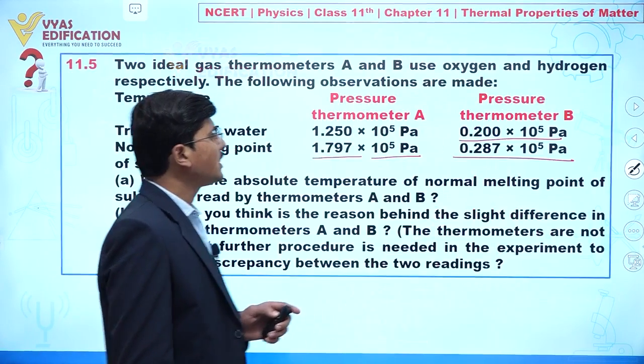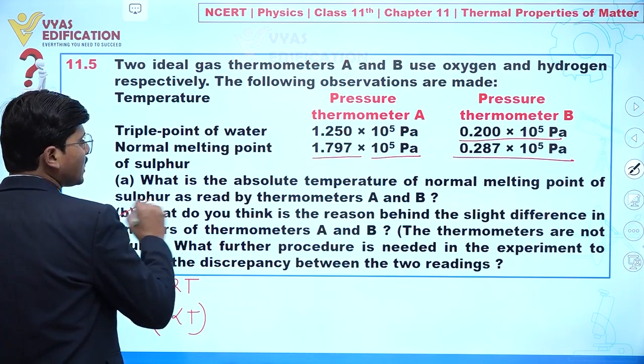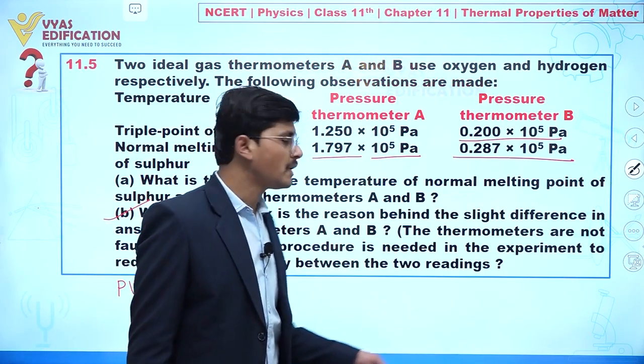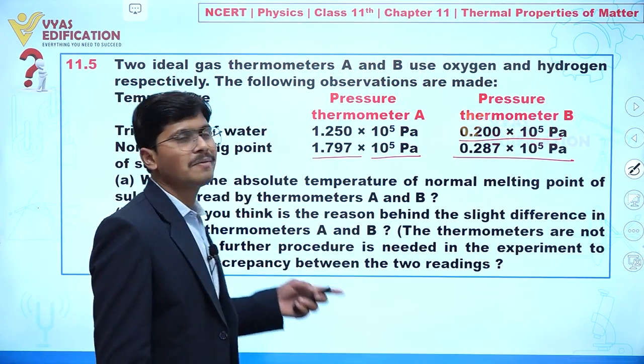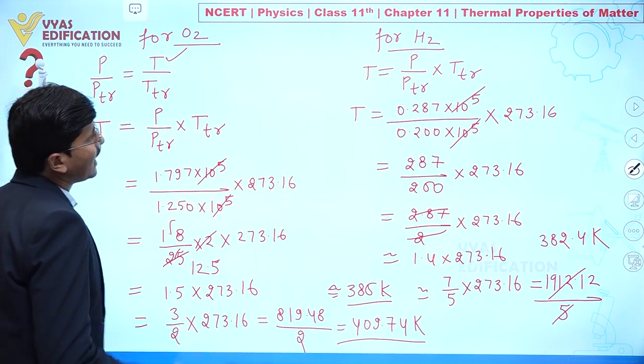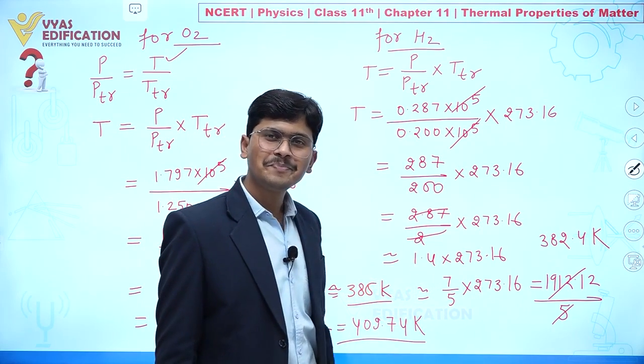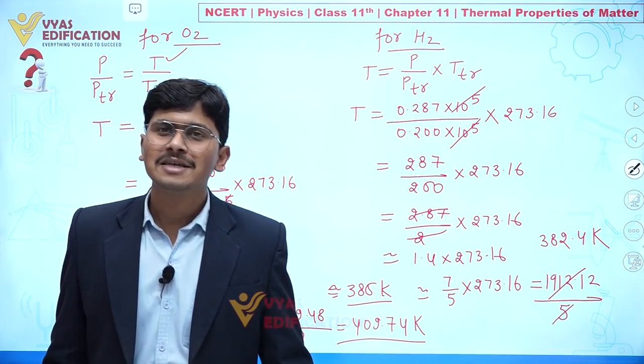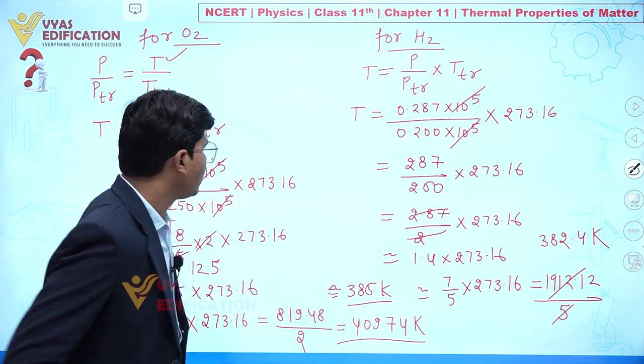Actually, one more question that is asked here: what do you think is the reason behind the slight difference in the answers of thermometer A and B? If you are taking both as an ideal gas, the answer should be the same, yes or no? But why is there some difference in the value of temperature?